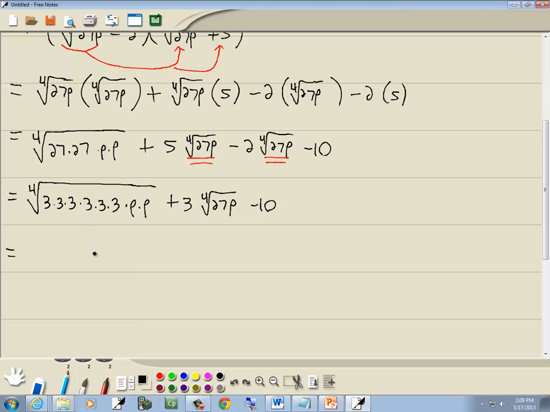Well, back to our first radical. We're looking for, our index is 4, so we're looking for 4 of something. Here's 4 threes. These 4 threes are going to come out in front as a single 3. And then, what's underneath here? We're left with 3 times 3, which is 3 squared, and we're left with p times p, which is p squared. Everything else just carries down.